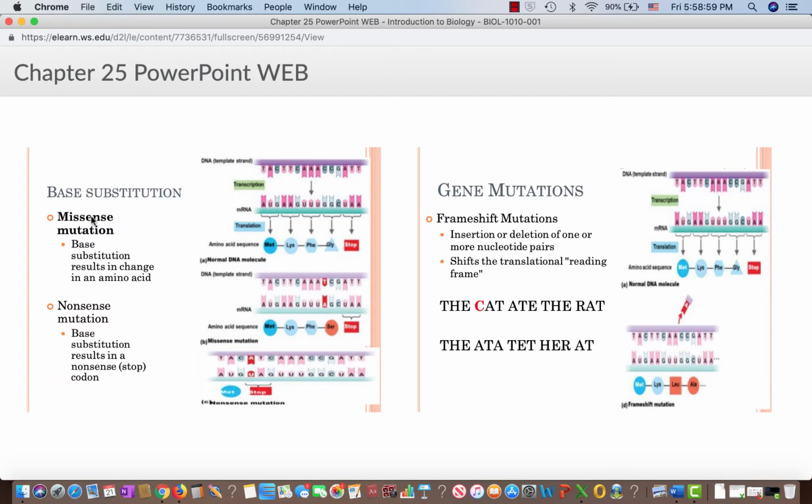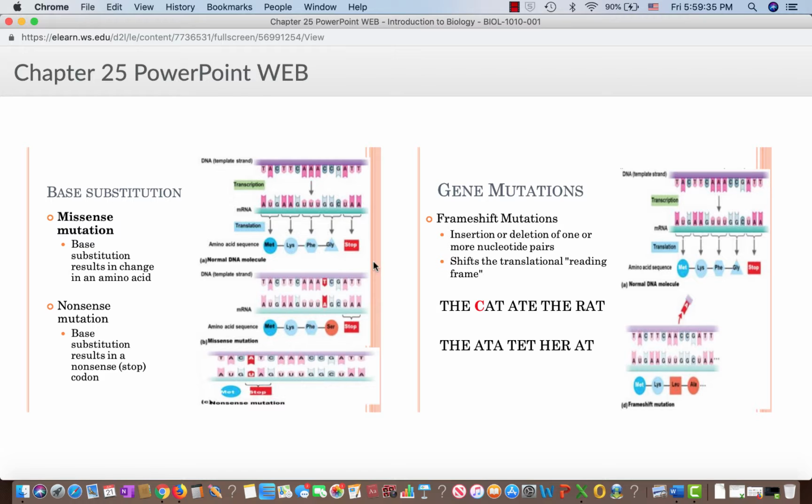You can have base substitutions. So you accidentally drop in the wrong base pair here. This is a missense mutation, and it will change the amino acid around. So instead of making a lysine, you make a phenylalanine or something. You have nonsense mutations where you do the same thing here, but what it results in is you put a stop codon here by mistake. You change this base pair into something, and so it makes a stop codon, so you end up with a truncated gene product.